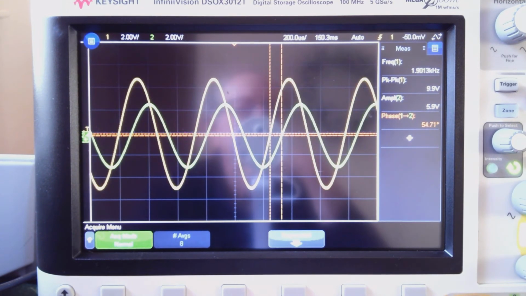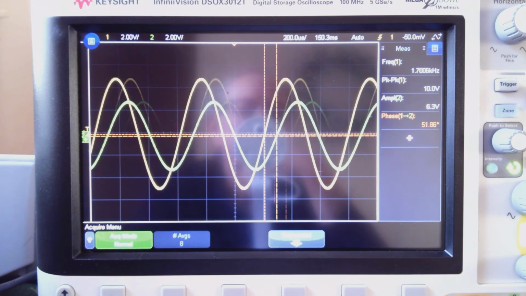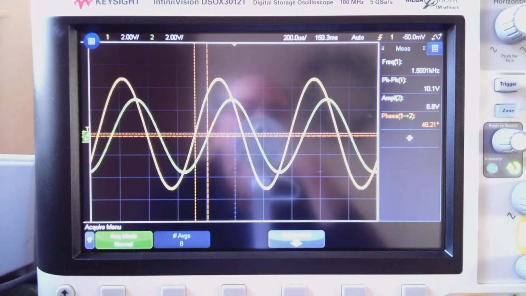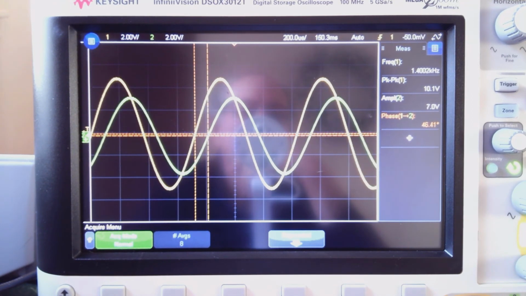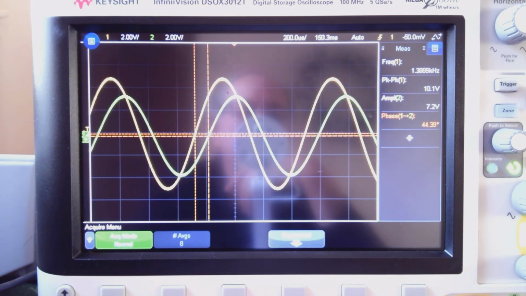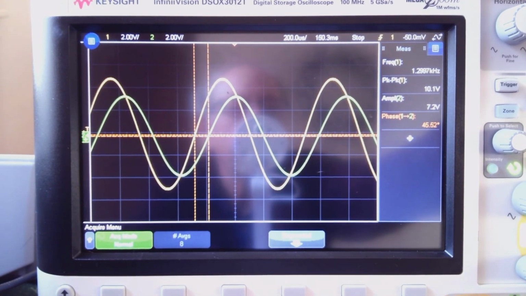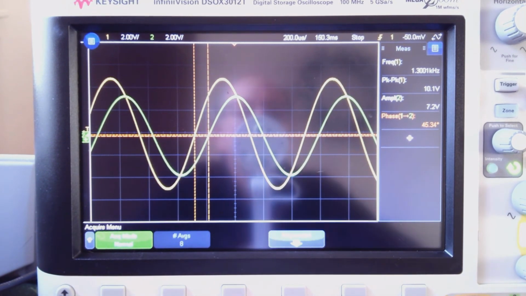I go down to 1900 hertz, 1800, 1700 hertz, 1600 hertz, 1500 hertz, 1400 hertz. I'm at 46 degrees. And if I go to 1300 hertz, well, let's stop the measurement. 45.5, 44.3, 45.34. So somewhere around 1300 hertz, or 1.3 kilohertz, is where my phase angle is 45 degrees.